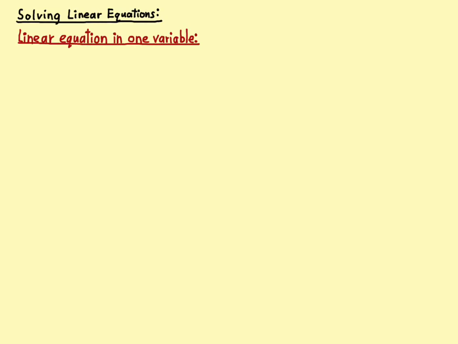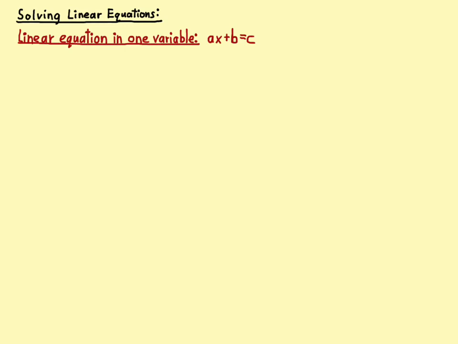Solving linear equations. So, definition: a linear equation in one variable. What is that? That is an equation that can be written in the form ax plus b equals c.